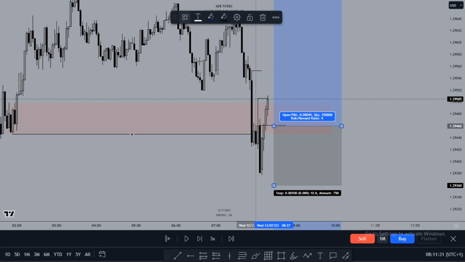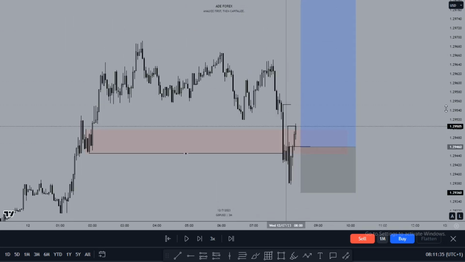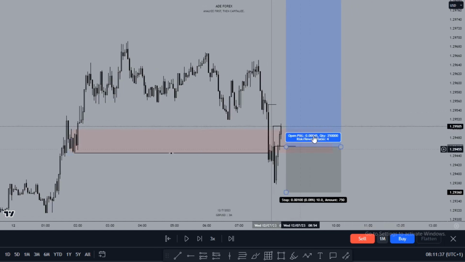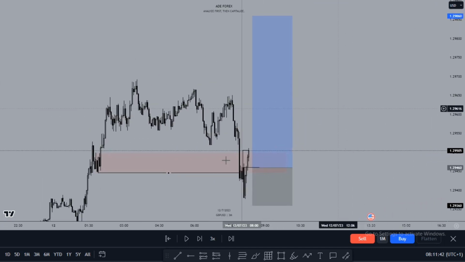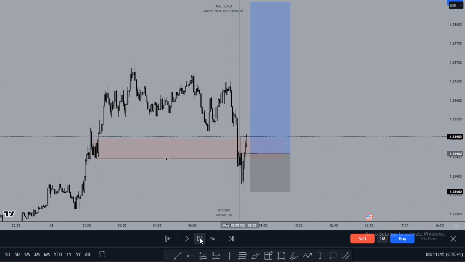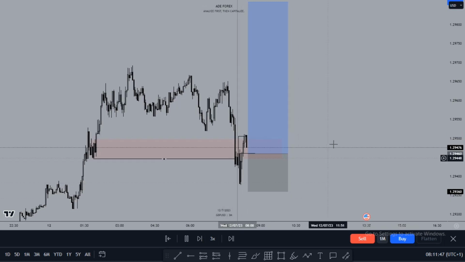Was it 10 pips or 9 pips? I can't really remember. However, I was happy to set my limit order right here. And then guess what happened? The market literally, let me just play that for you to see.